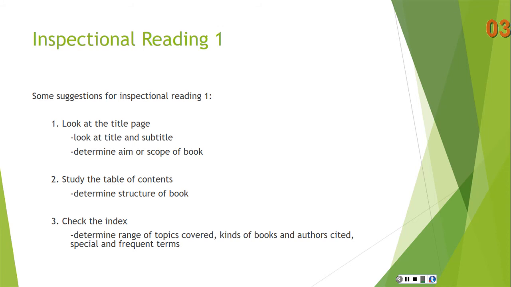Number 2, you study the table of contents. That will help you determine the structure of the book. Notice that in Adler's book, he has parts 1, 2, 3, and 4. Part 1 is called The Dimensions of Reading. Part 2 is called The Third Level of Reading, Analytical Reading. Part 3 is called Approaches to Different Kinds of Reading Matter. Part 4 is called The Ultimate Goals of Reading. And these are giving you clues as to the structure of the book.